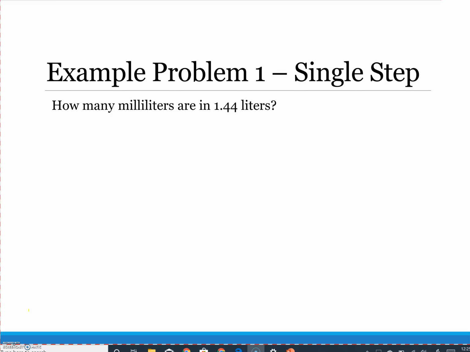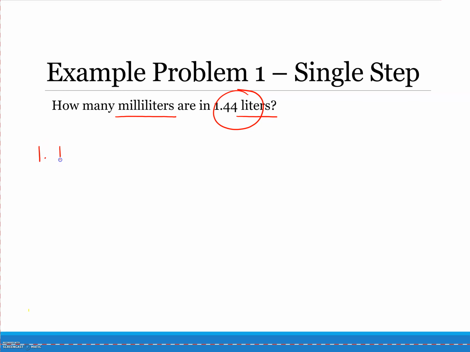And so example problem 1 reads, how many milliliters are in 1.44 liters? Here, liters is the base unit, and milliliters is the thing with the prefix. That is what makes this a single step problem. So the first thing that you should do is to figure out what you're starting with. Writing down what the problem tells us, we're beginning with 1.44 liters.